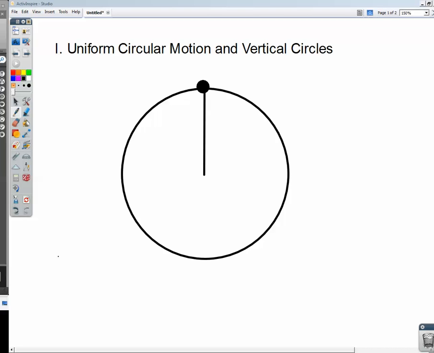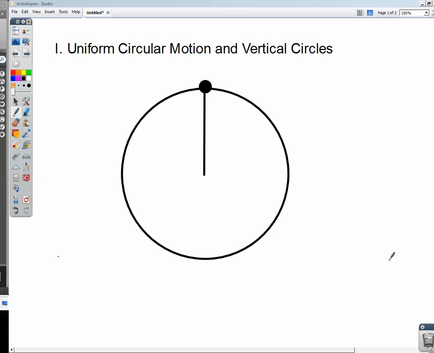All right, in this lecture we are going to talk about uniform circular motion and something going in a vertical circle. We have done uniform circular motion before with things going in a horizontal circle. This time we're going to look at things going in a vertical circle. And when things went in a horizontal circle, we talked about the sum of the forces acting in the x direction being equal to the centripetal force.